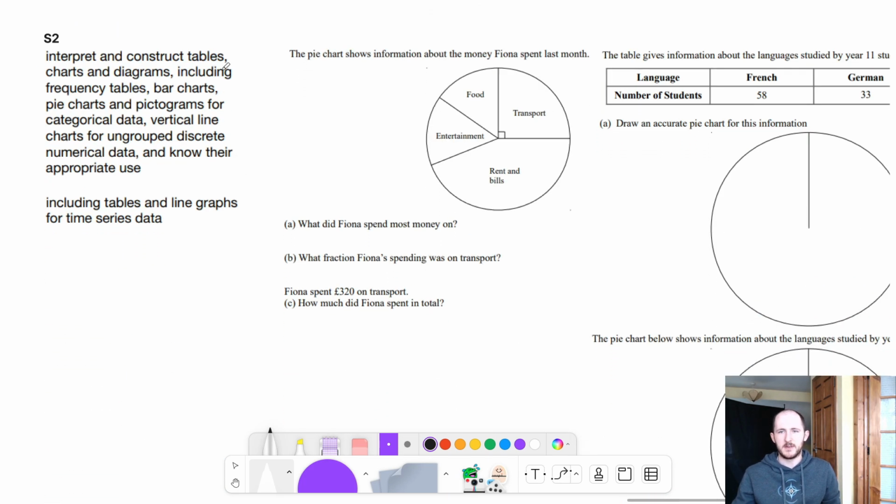Here you need to be able to construct various different diagrams and charts and stuff, so I think the hardest one is probably the pie chart. So what did Fiona spend the most money on? Rent and bills. What fraction was on transport? Well, it's 90 degrees, so it's a quarter. She spent £320 on transport, and we know that that's a quarter of her total budget. So 4 times that is her total budget, which is £1280.